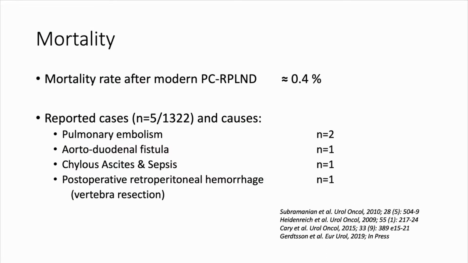If we aggregate all these 4 studies together, we get a 30-day mortality rate of 0.4%. In these studies, there were 5 reported deaths, and 2 of them were caused by pulmonary embolism. One was from an aortoduodenal fistula, another from chylous ascites leading to peritonitis and sepsis, and one was from a postoperative hemorrhage from a vertebral resection site that was performed during the same RPLND.